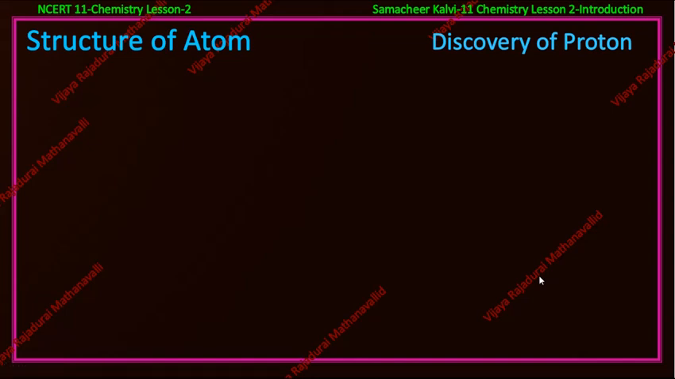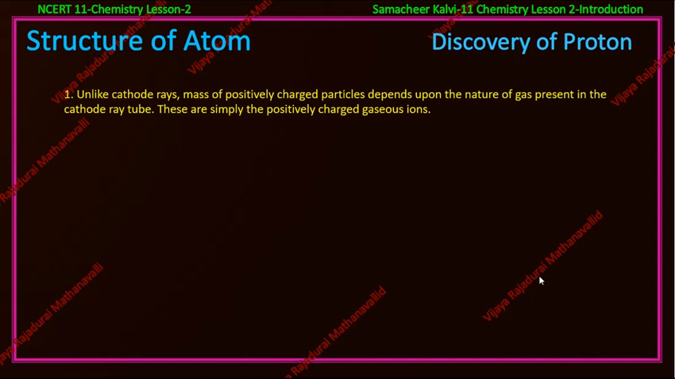Now we see the properties of canal rays. Unlike the cathode rays, the mass of the positively charged particles depends upon the nature of the gas present in the cathode ray tube. These are simply positively charged gaseous ions.